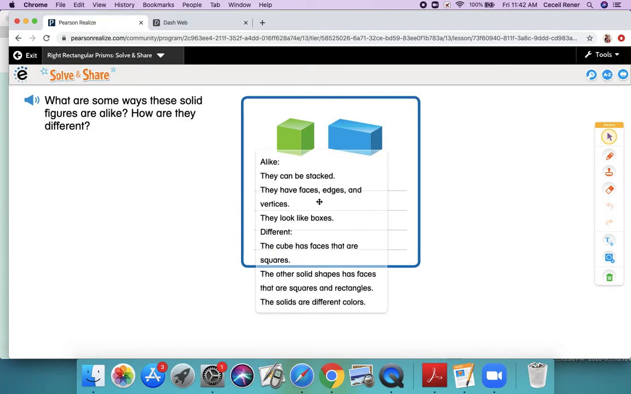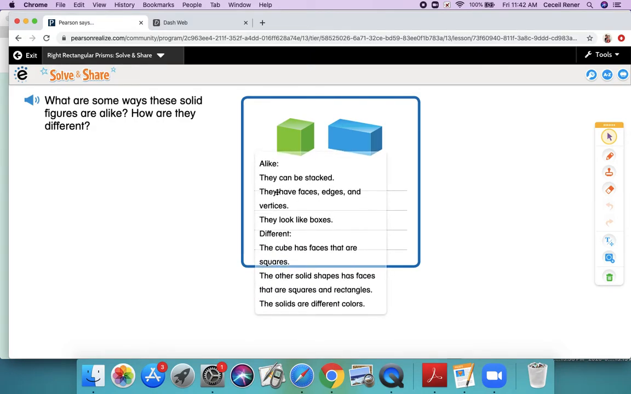So we wrote a lot of different things here. So we said that they can be stacked. That's how they're alike. They have faces, edges, and vertices, and they look like boxes. How are they different? The cube has faces that are squares. All the faces are squares. And then the other solid shape has faces that are squares. Here's the square here. And the other side that we can't see, that would be a square as well. And it has rectangles for these other sides.